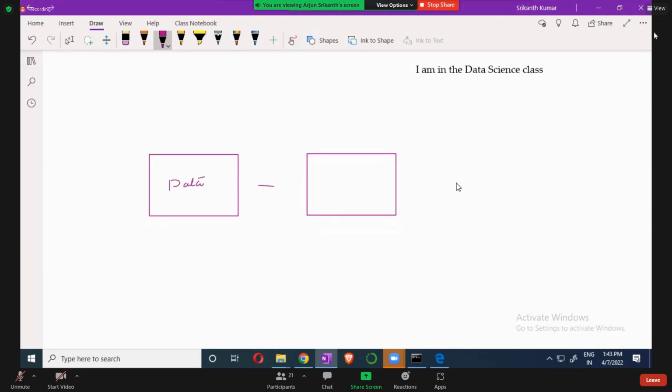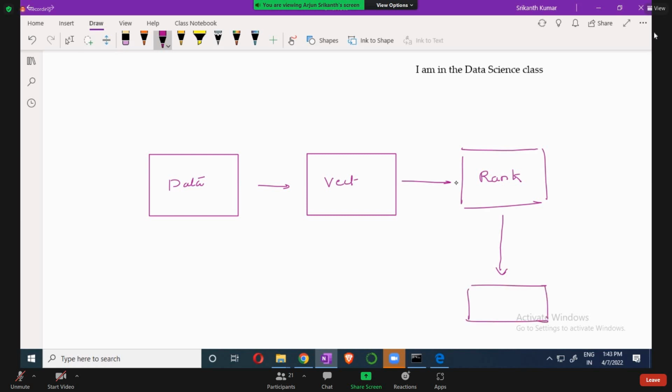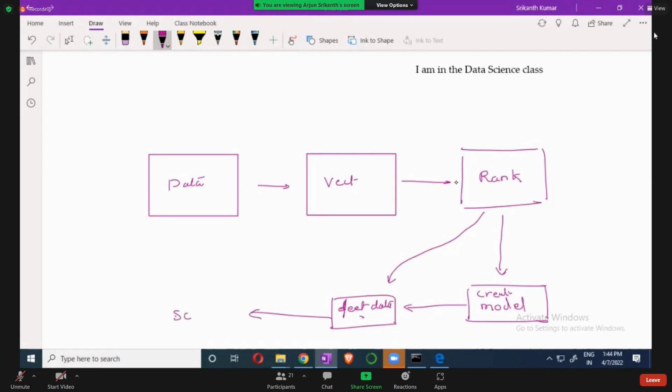And then we are going to do the vectorization. Then we are going to do the ranking, or weight ranking. And then after doing this, you are going to give this data to the model. You create a model first, and then feed this ranked data to the model. Then after that, you are going to give the output, that is the score. So see this: first we get the data, then do the vectorization, then rank it, then create a model, feed the data to the model, and then get the score.